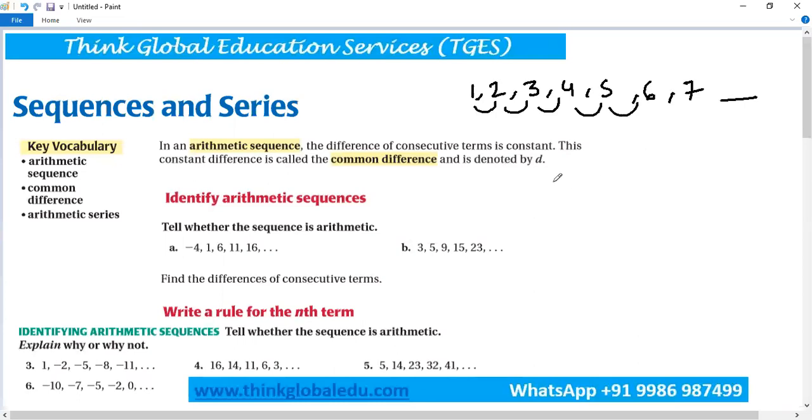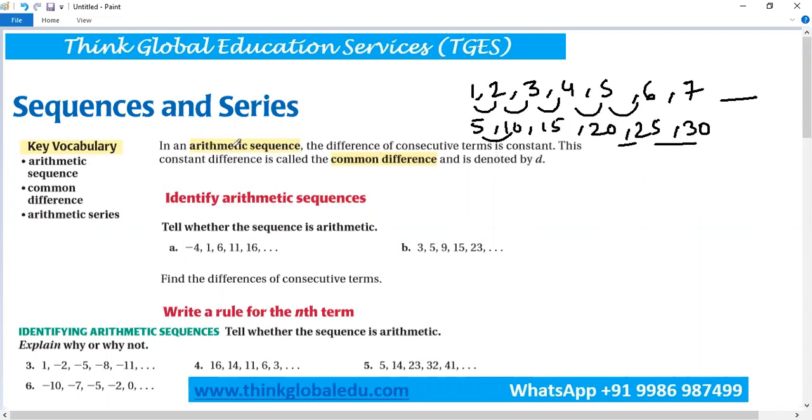We can take another example. If I write 5, 10, 15, 20, 25, 30. Again, if we find the difference between the consecutive terms, 10 minus 5 is 5, 15 minus 10 is 5, 20 minus 15 is 5. So the difference between the consecutive terms is again constant.